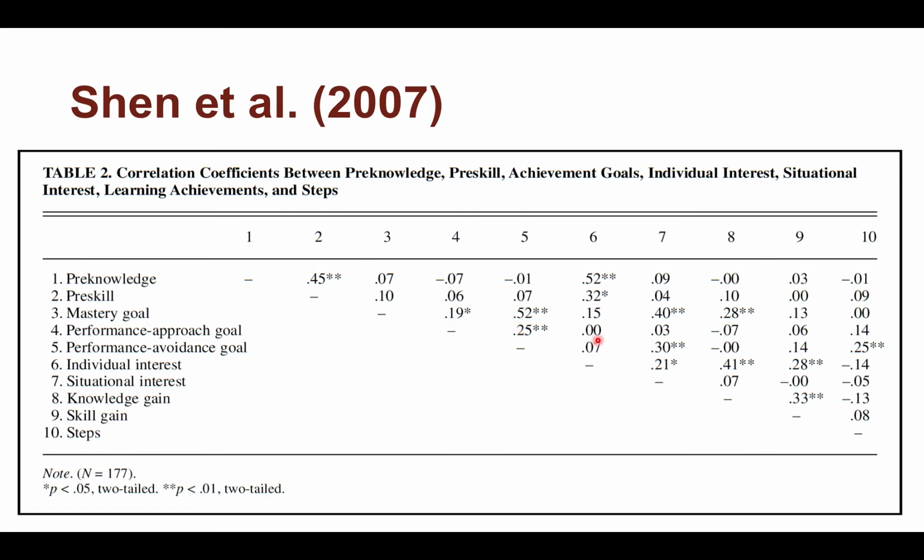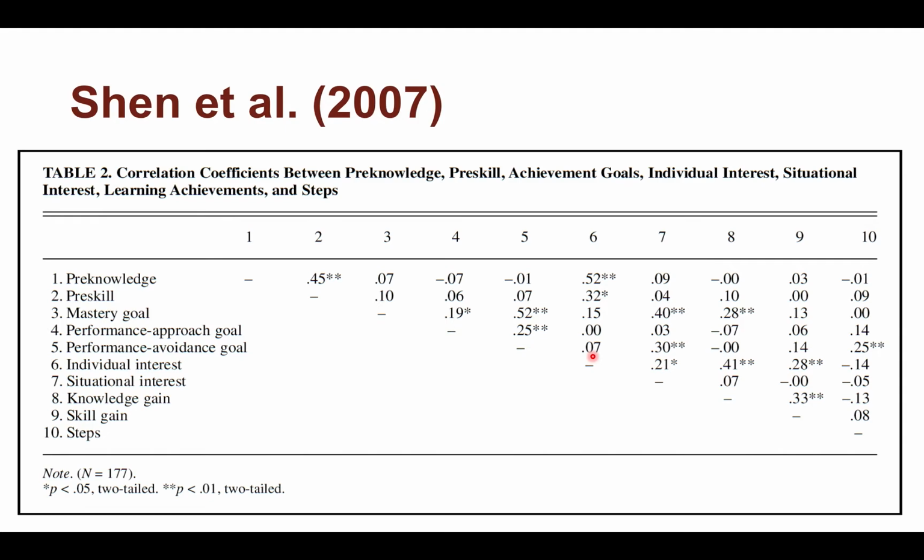Here we see a 0 correlation, but really any of the ones that are non-significant can be assumed to be possibly 0. There's no correlation between the variables. So we see an example of that here with variables 5 and 6. Performance avoidance goal and individual interest are not significantly correlated. The coefficient's 0.07, which is non-significant.